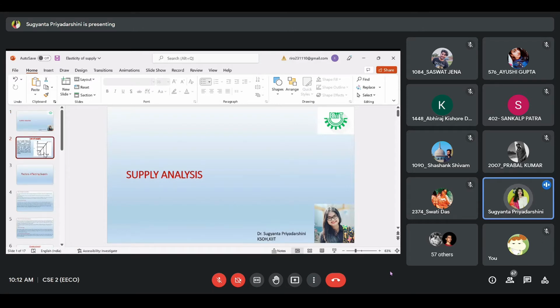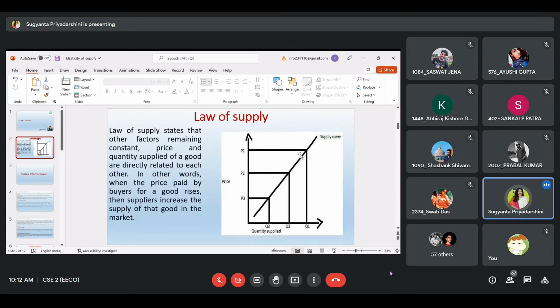What does the law of supply state? The law of supply states that keeping all other factors constant, with the increase in the price of a commodity, the quantity supplied increases.